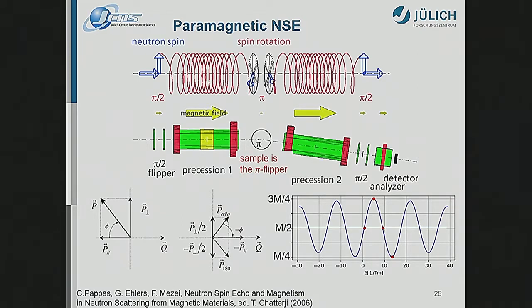And then the echo signal is proportional to the magnetic scattering, with the complication, I guess, that the polarization that's parallel to the scattering vector just gets flipped by 180 degrees, and the one that's perpendicular just gets cut in half. If you want to read more, this is the reference. We have an in-house expert on magnetic scattering, Georg Ehlers, probably one of the leading experts in the field on magnetic spin echo.